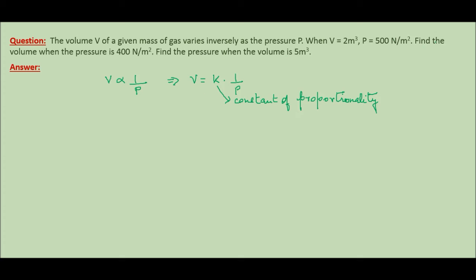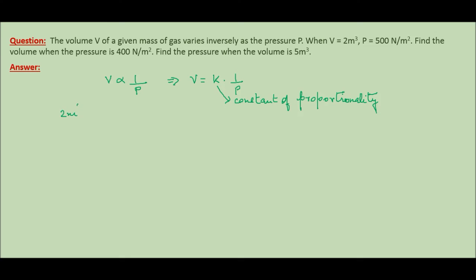Now there are two questions. One is find the volume when the pressure value is given, and the second one is we have to find the pressure when the volume is given. But first of all, in order to find these, we have to find the value of K. For that, we will be using this information. The volume is 2 meter cube when the pressure is 500 newtons per meter square. So we put these values in this equation to get the value of K.